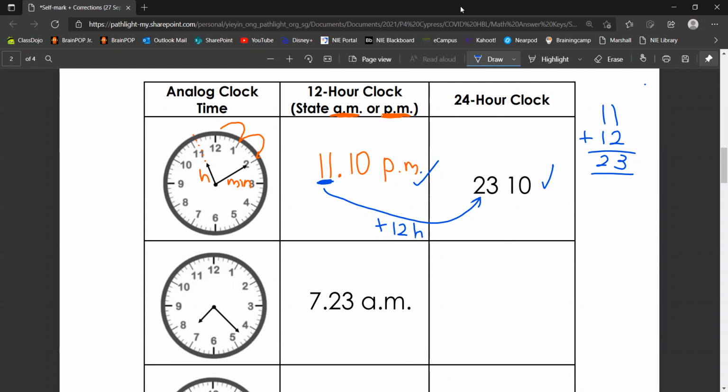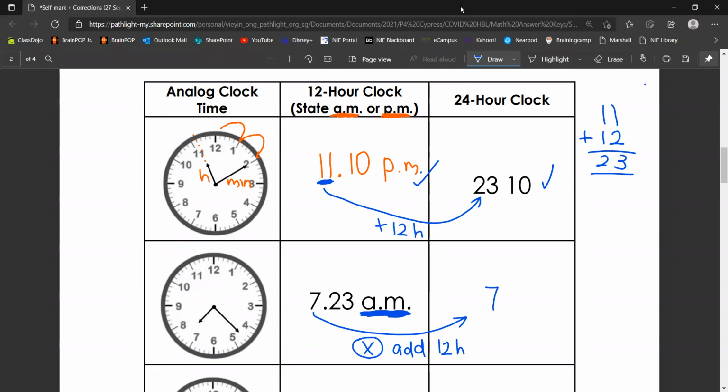The clock on the left shows us that the time is 7:23 AM. To convert this to the 24-hour clock, we have to take a look at the AM or PM to give us a clue. AM tells us that it's in the morning, before 1 PM, before noon. So we do not need to add 12 hours to the hours. In this case, the 24-hour clock will remain the same.